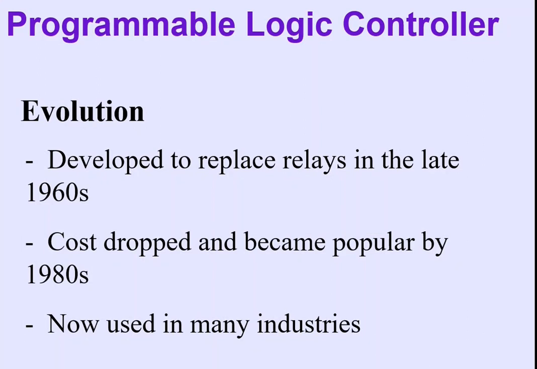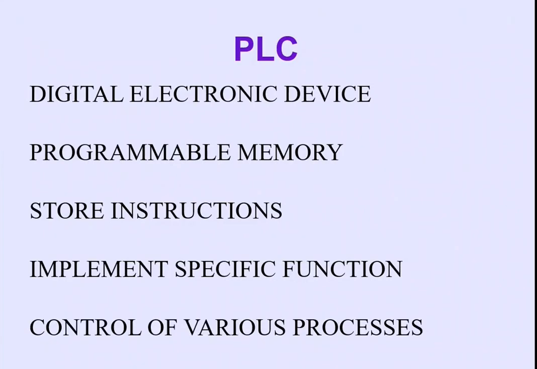Okay, how was the evolution? Development of the relay replacement in the late 60s. Cost dropped and it became popular. It is about the PLC. In the late 60s, what had happened? Hardwired relay logic was replaced by PLCs. But at that time, cost was very high. In the 80s, cost dropped down, popularity increased, and cost came down. Now it is used in many industries and is very popular nowadays.